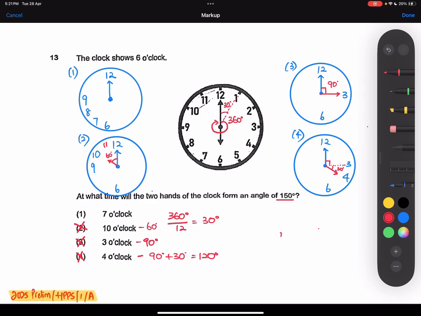Now let's look at 7 o'clock. We know that this is 90. From 7 to 9, this is 60 degrees. So we have 90 plus 60, that will give us 150. So our answer is option 1, 7 o'clock.